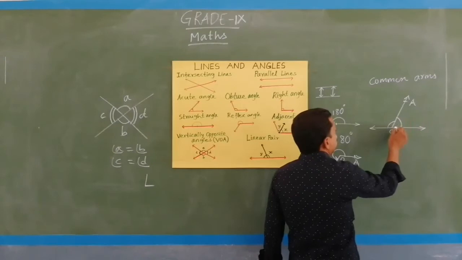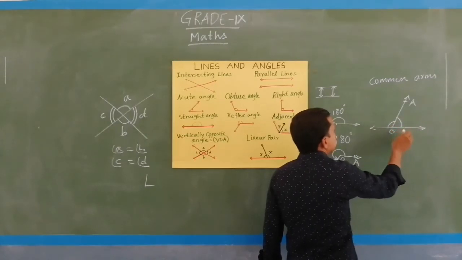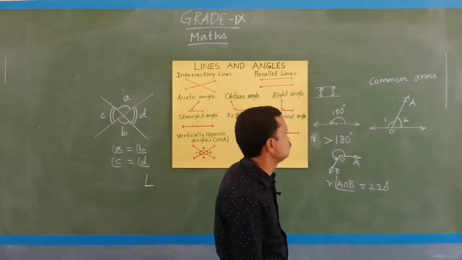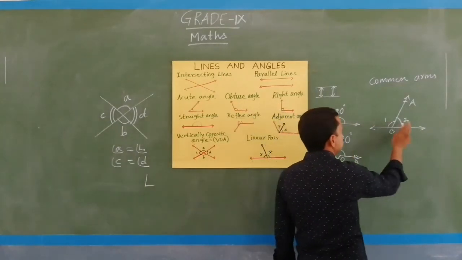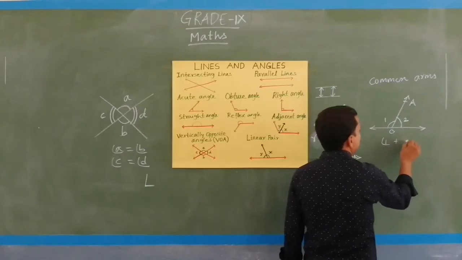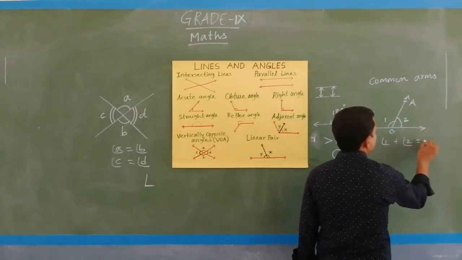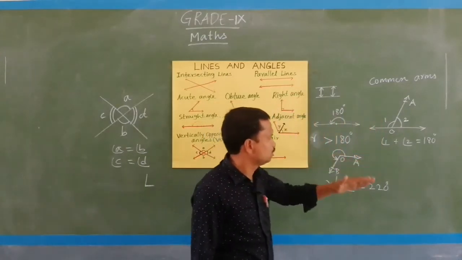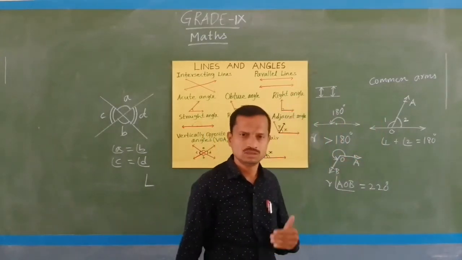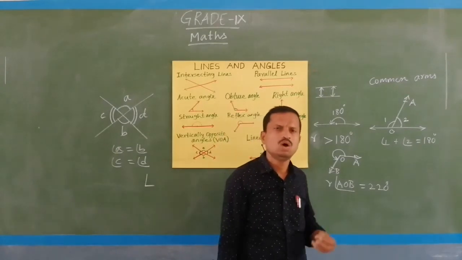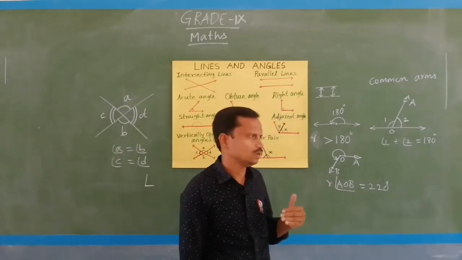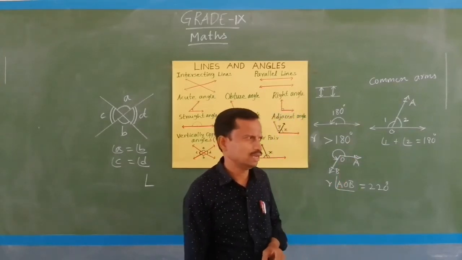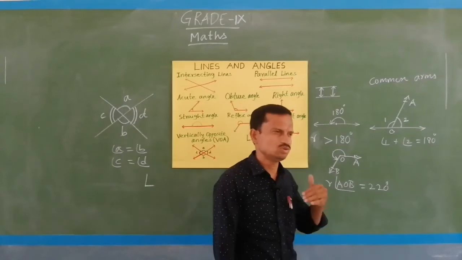So this OA makes two angles, angle 1 and angle 2. Clear? Then if you add these angles, angle 1 and angle 2, you get 180 degrees, because that is the angle of a straight line. So a straight angle is what? 180 degrees. If you measure the full angle of a line at one point, you get 180 degrees. So that is called a straight angle.